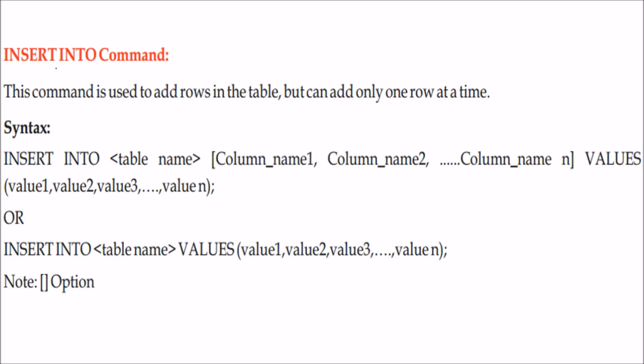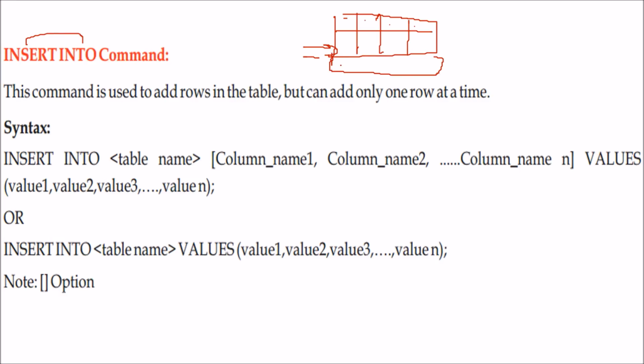Then you have the insert command, insert into. So you have a table, you have formed the structure of the table, you have given the names of the columns, because this is when you create a table. Now you want to add the records. For that, adding records, or you say adding rows, you can add only one row at a time.